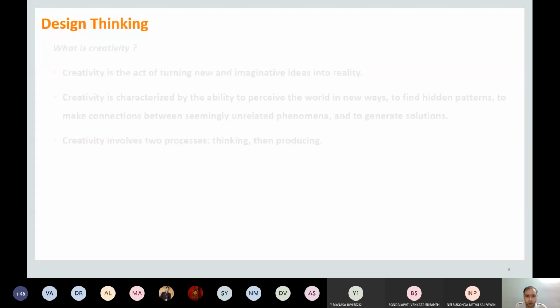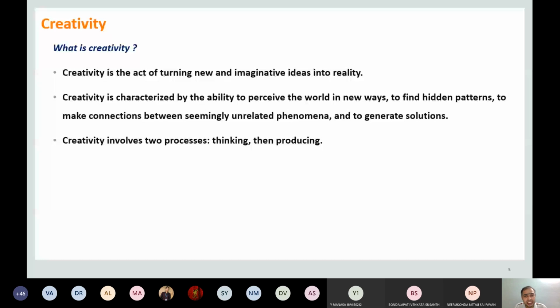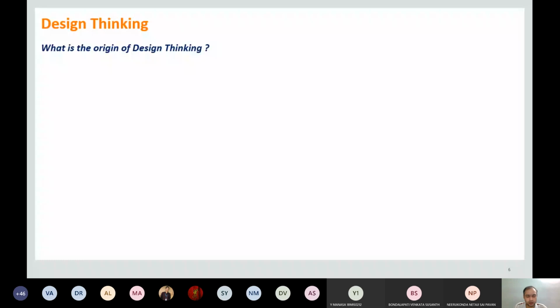Okay, so I told thinking. So thinking in terms of design of the product. We are going to think in terms of design of the product. Then we will worry about how to produce, how to launch the product. That is the thing. First, your product should be innovative. That is the first step. So design thinking. Let's see the origin of design thinking, how it evolved.